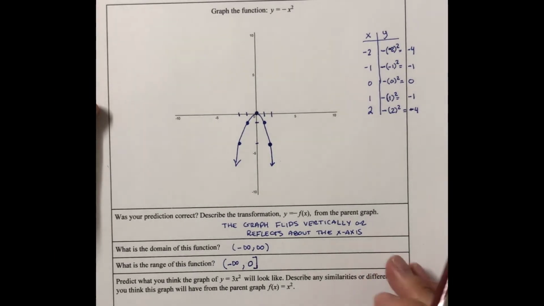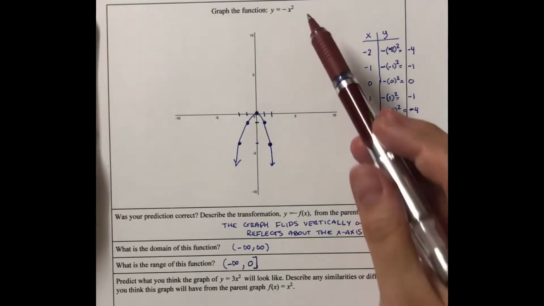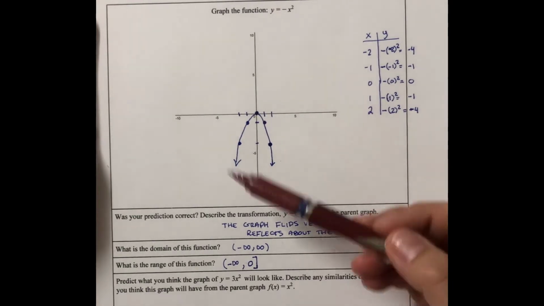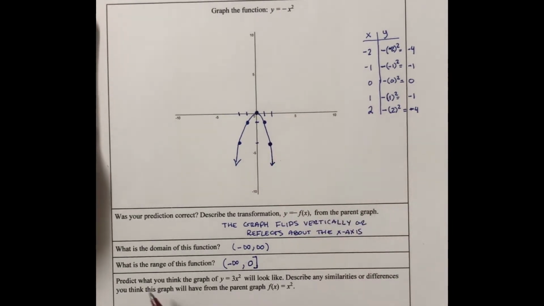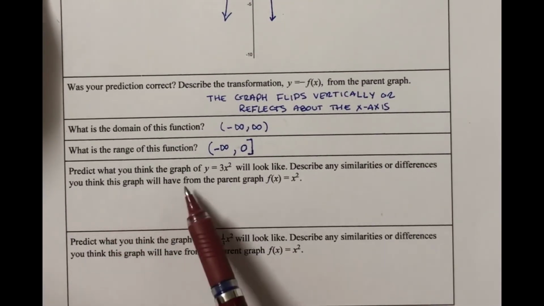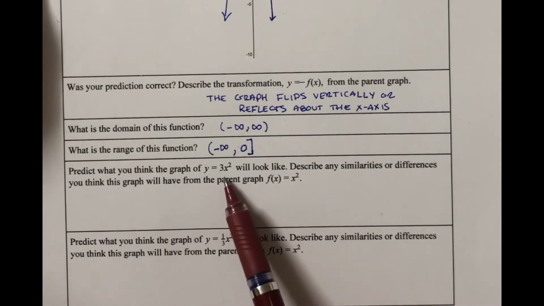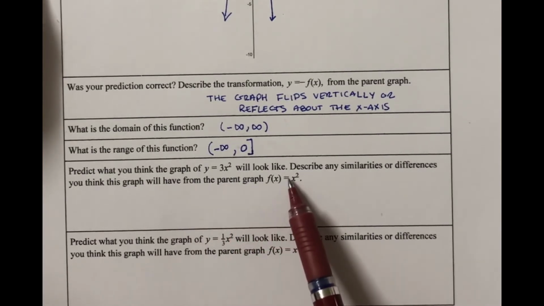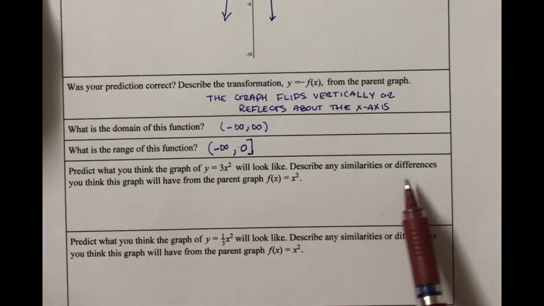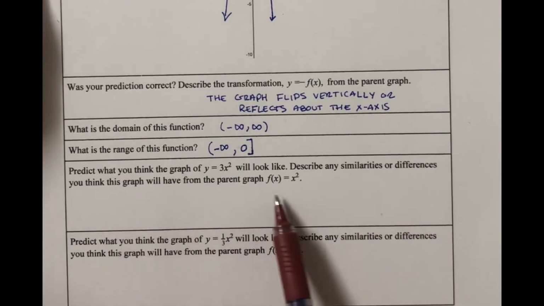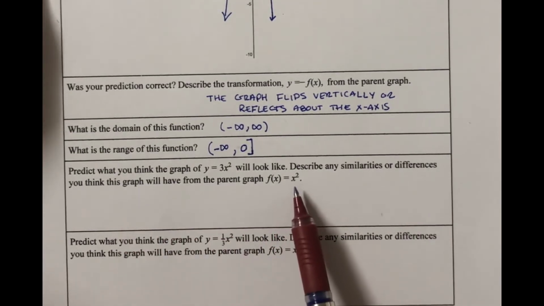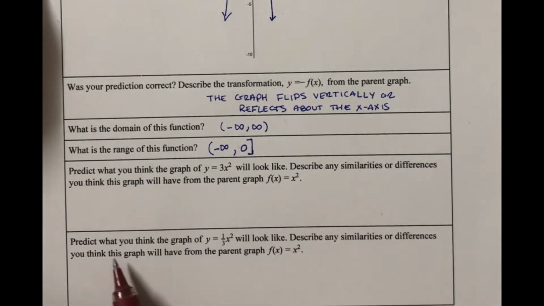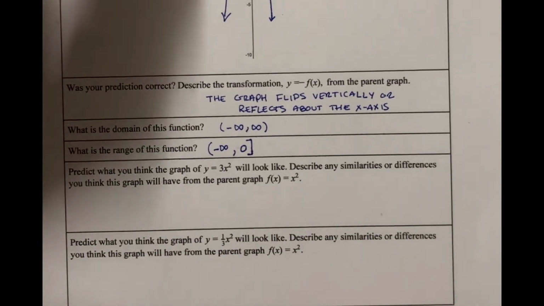Alright, so that's one transformation. If we put a negative sign in front of our function, it flipped it vertically. Next, predict what you think the graph of y equals 3x squared will look like. Describe any similarities or differences you think this graph will have from its parent function, the original one we graphed, x squared. And then predict what you think the graph of 1/3 x squared will look like, and describe any similarities or differences.